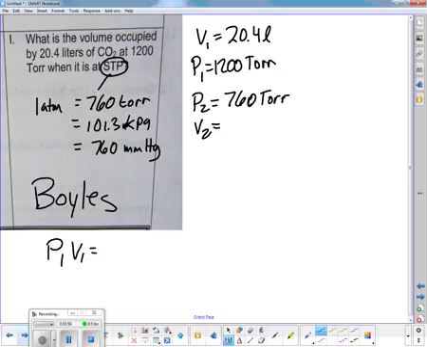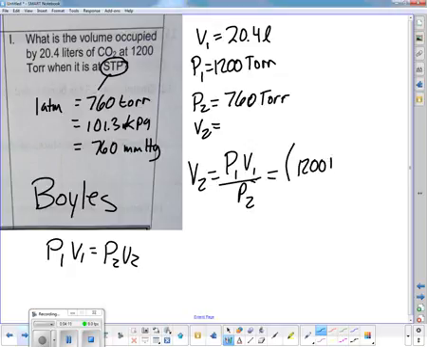P1 V1 equals P2 V2. This time we're solving for V2. So V2 is equal to P1 V1 divided by P2. Plugging in 1200 torr times 20.4 liters divided by 760 torr. Torr cancels and I've got my answer. We could also have converted torr into atm. You could, it's just more work. Just more work. And I don't like more work. I don't know about you. If I can do it simpler, that's the better.